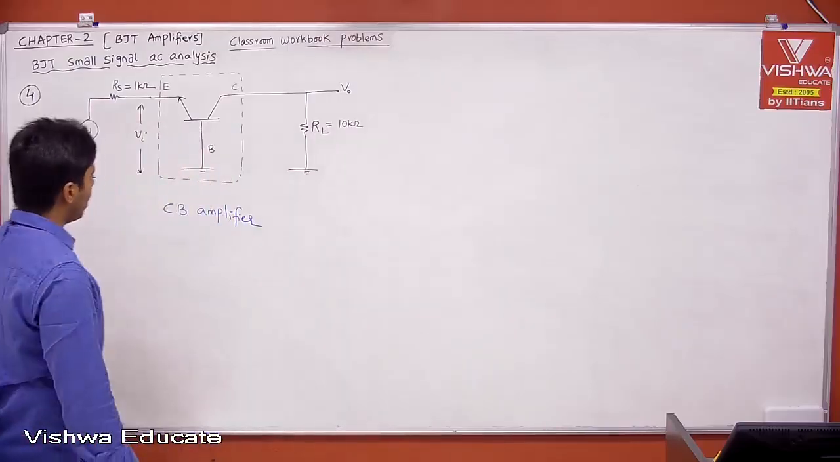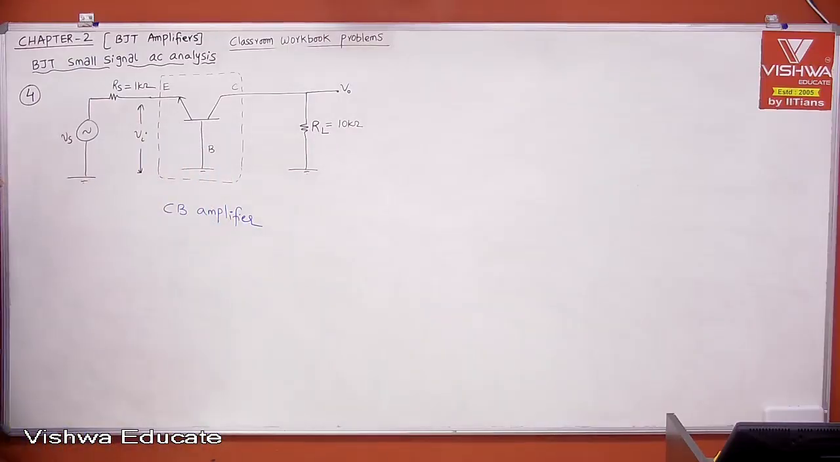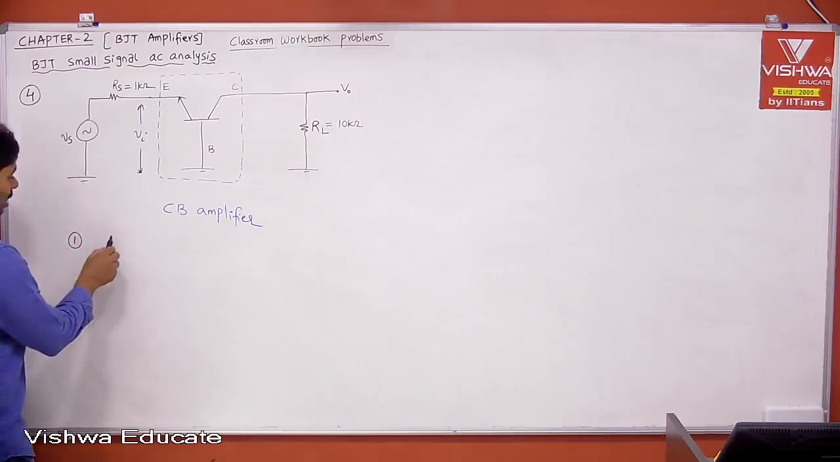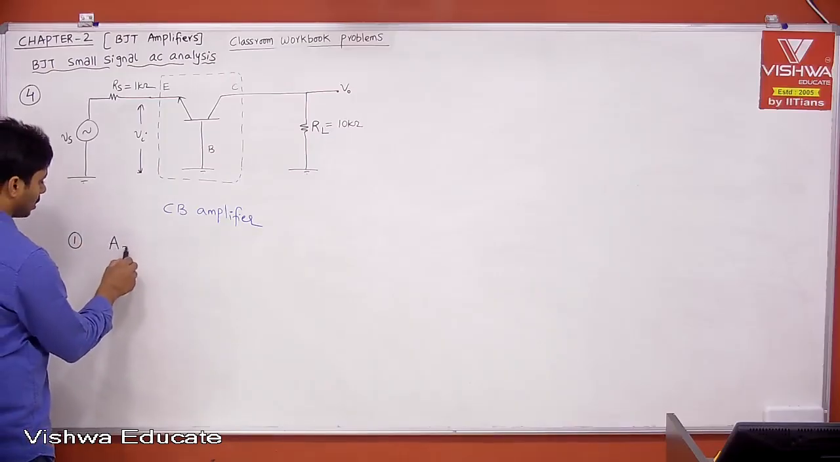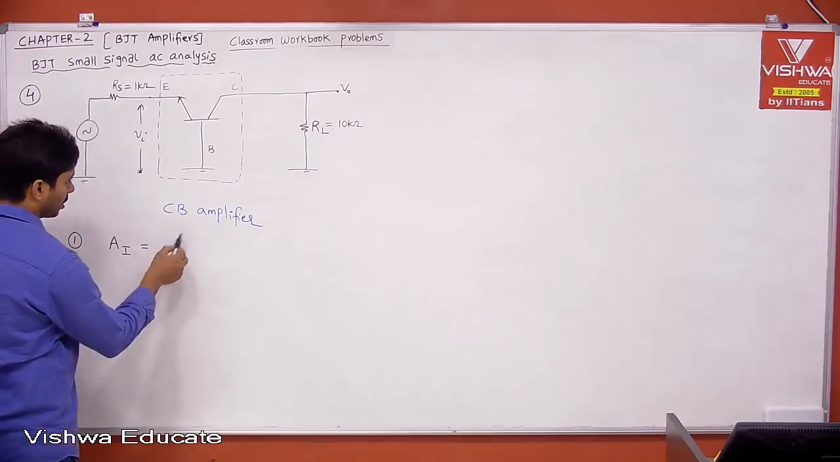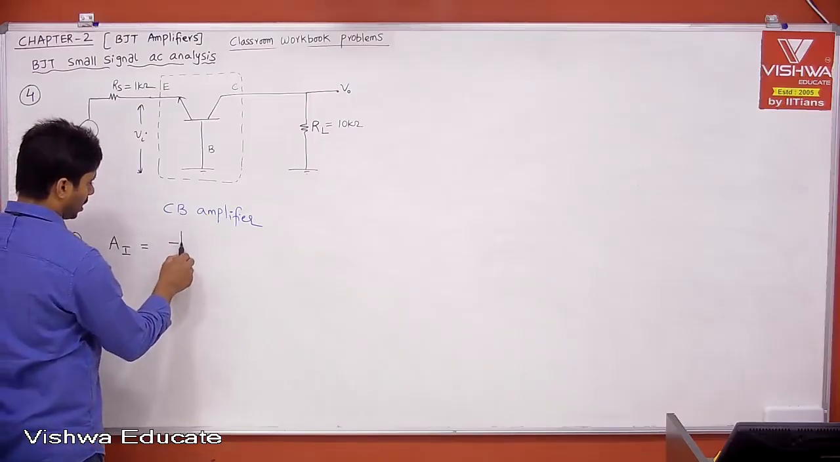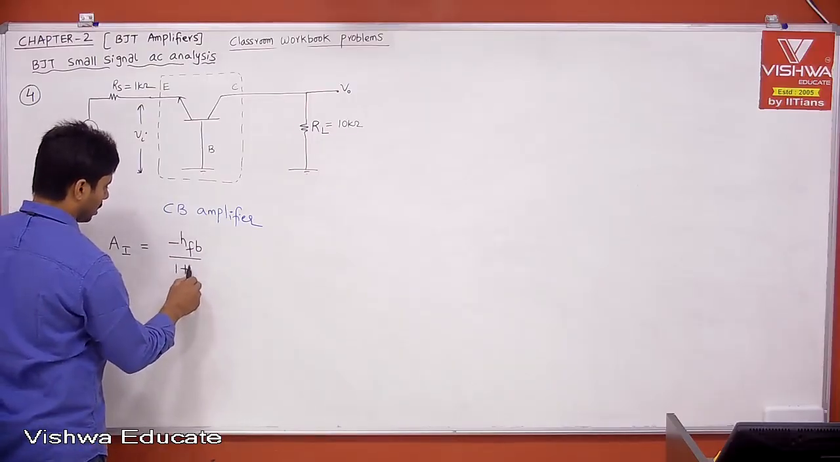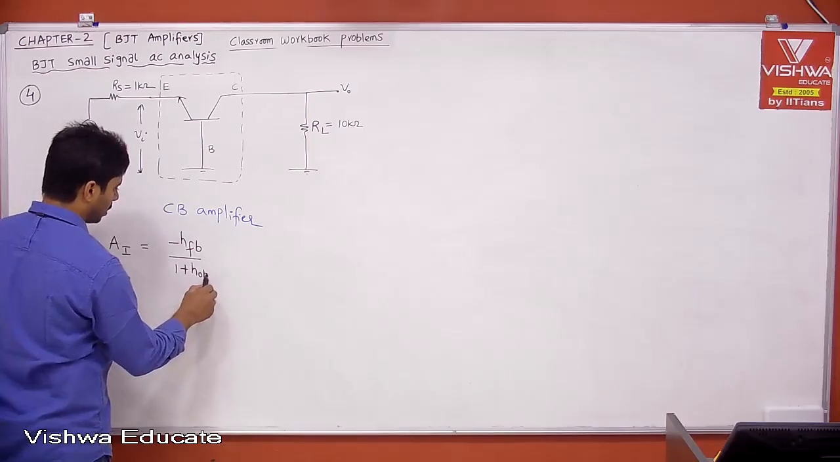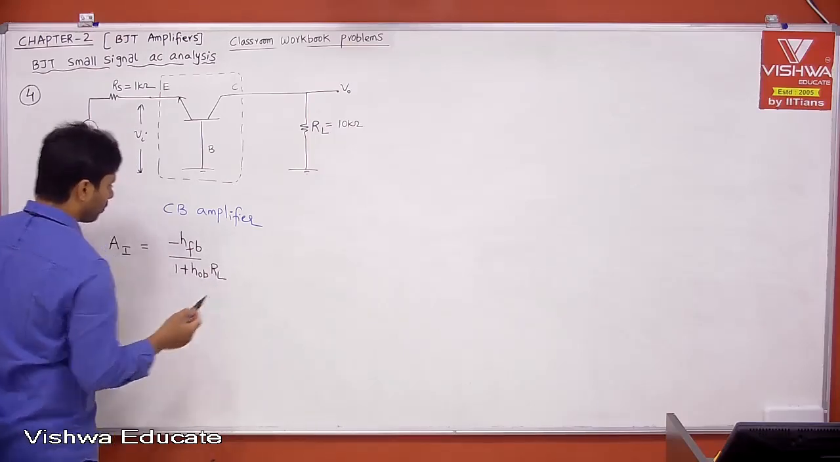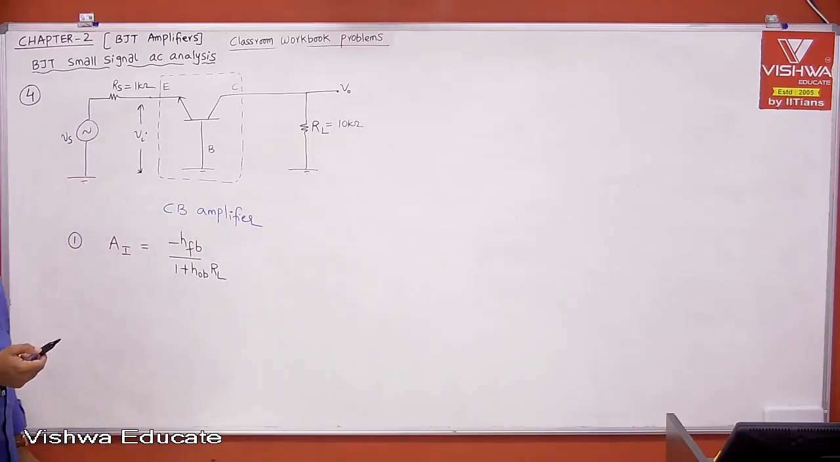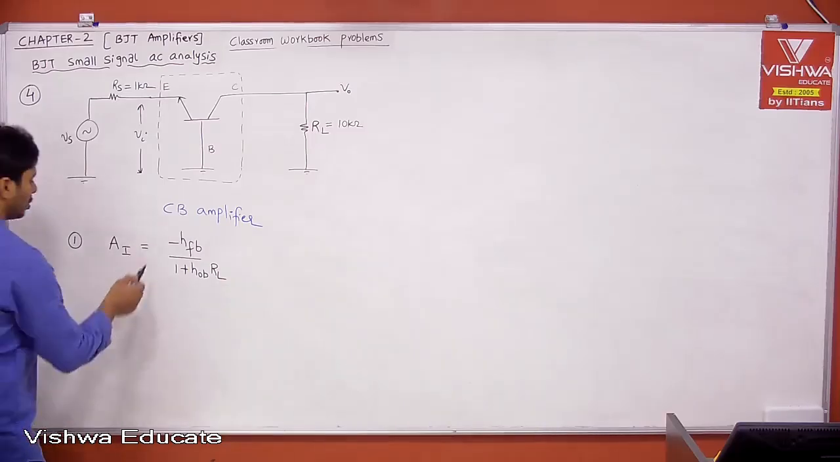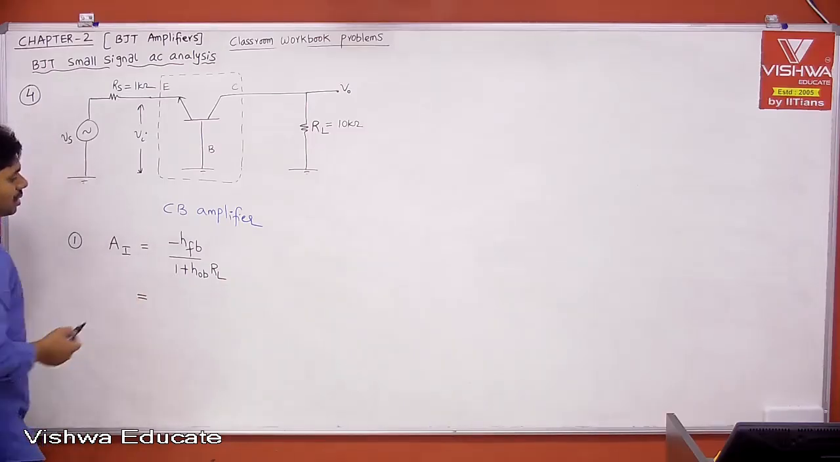Therefore, we can compare one configuration to another configuration. That is the reason why I have taken the same source and same load for all the problems. Okay. Now let's see the first one. According to our analysis, the first one is current gain. What is current gain? Because this is a common base amplifier, it is minus HFB divided by 1 plus HOB into RL.